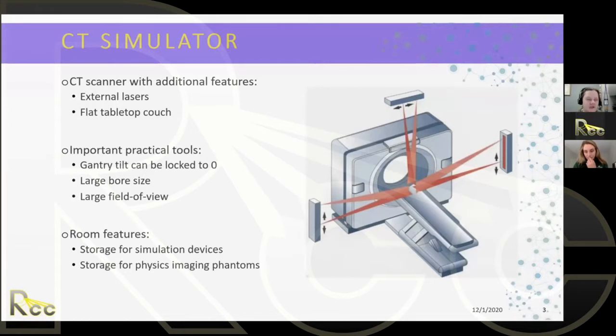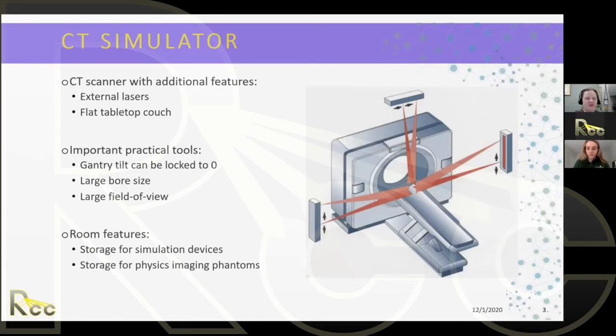You also want a large field of view for the image itself. Again, this is predominantly for the larger patients, because in IMRT, especially when you do rapid arc treatments, your beams are entering the body from all different sides. If you can't image the surface properly because your field of view is too small, you're going to have very limited ability to get a good IMRT plan.